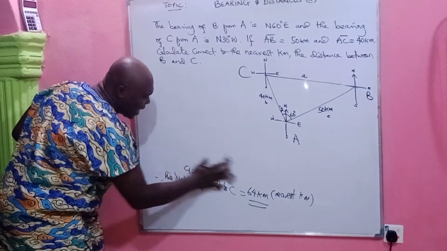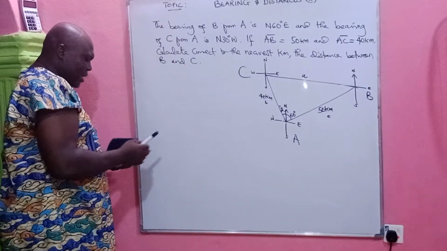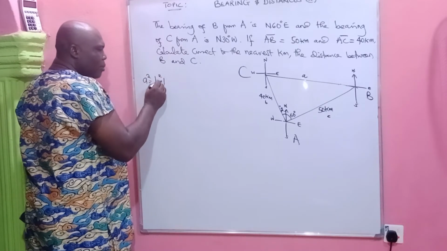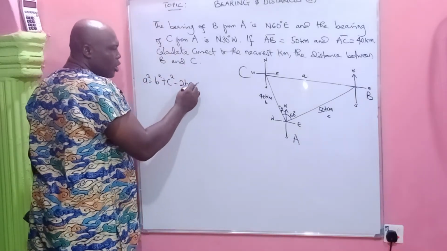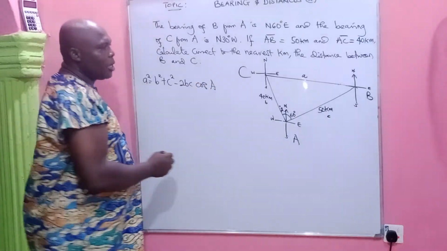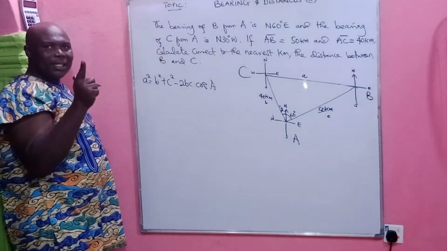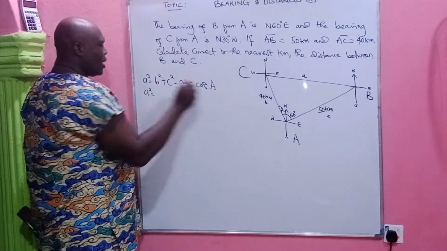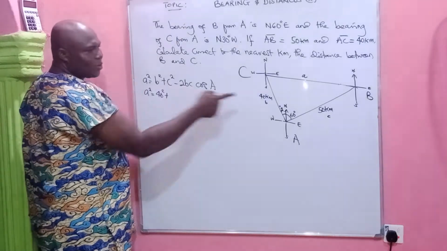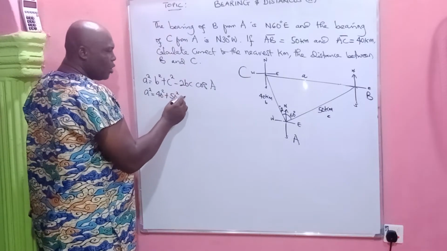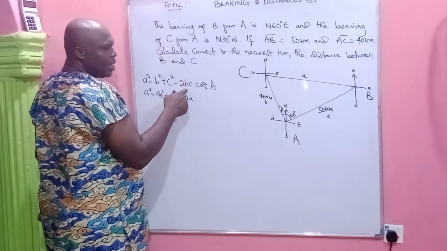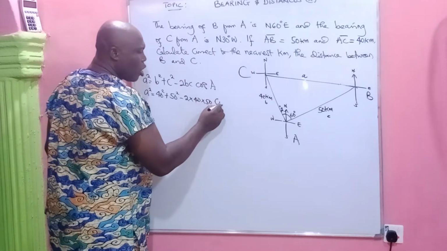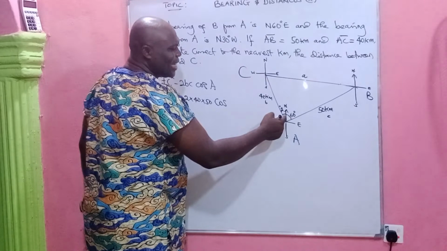Assuming you have to apply the cosine rule, you will be having this. You'll be having a squared, which is what we are looking for, equals b squared plus c squared minus 2bc cos angle A. That's what you will use, because we have side and included angle. Watch and see why it will still give the same answer. So our a squared will be equal to b squared, that's 40 squared, plus c squared, that's 50 squared, minus 2 times our b, which is 40, times our c, which is 50, and then the cos of angle A. The angle at A is 90 degrees.